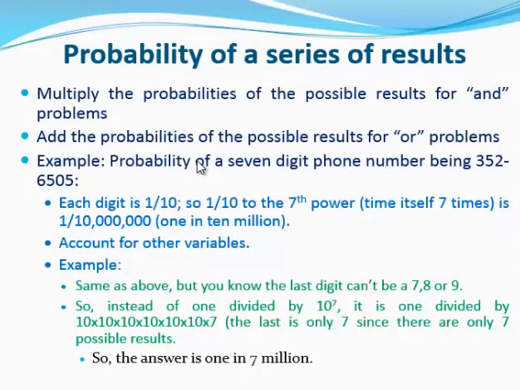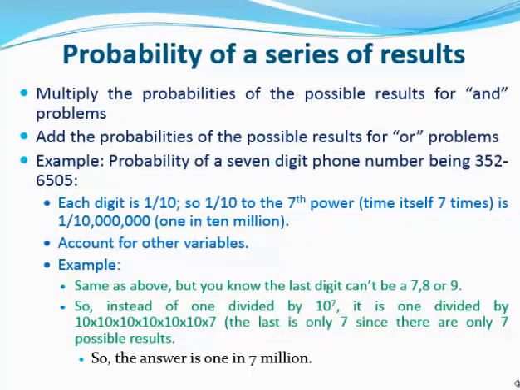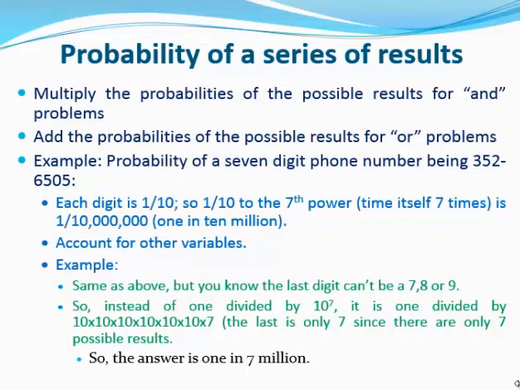Probability of any individual 7-digit phone number being 3526505. Again, I just picked that out of the blue. What are the odds of a particular 7-digit phone number being this number, 3526505, a random number that I pick in the phone book? Assuming they all have the same chances, each digit can be any number. Well, how would you figure that out?